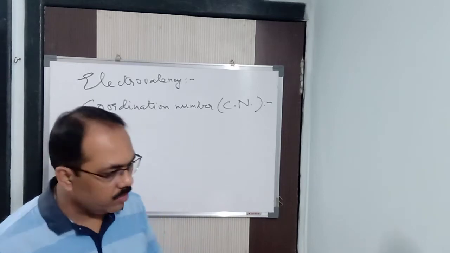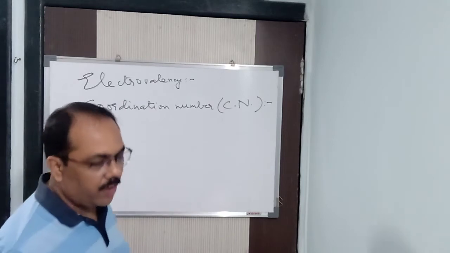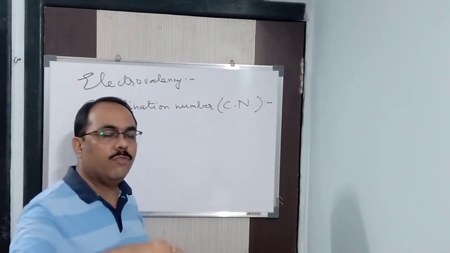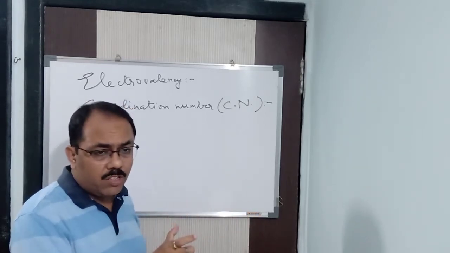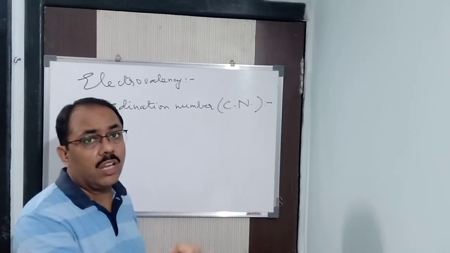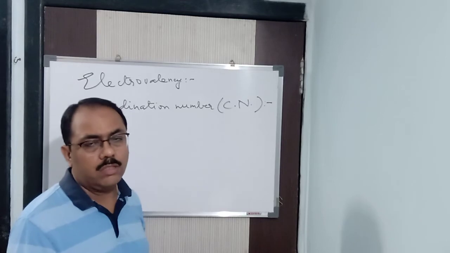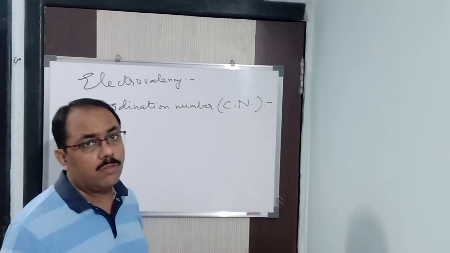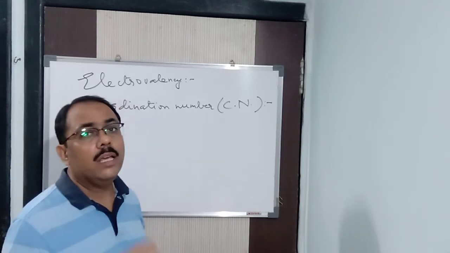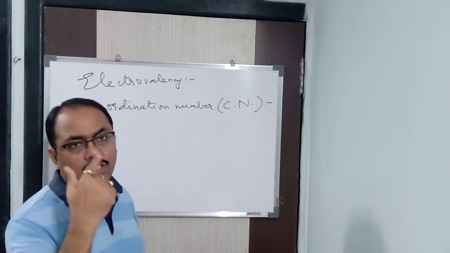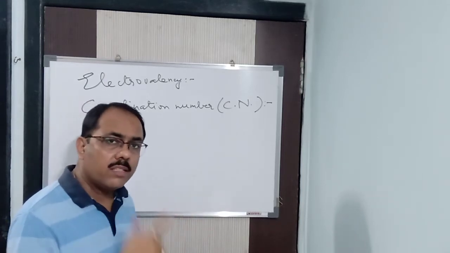Now let me explain these two things. First is electrovalency. When an electrovalent bond is formed, how is it formed? By the transfer of electrons from an atom which has excess of electrons to an atom which has deficiency of electrons. The number of electrons lost or gained due to the formation of an electrovalent bond, also called ionic bond, is known as electrovalency. Suppose one atom loses one electron. So what is the electrovalency? 1.